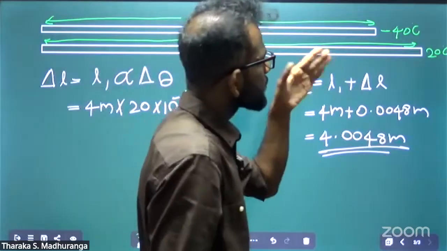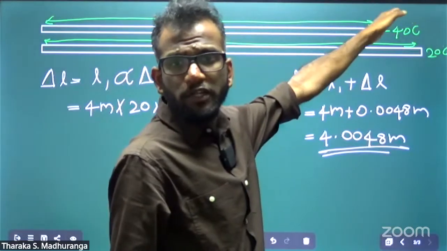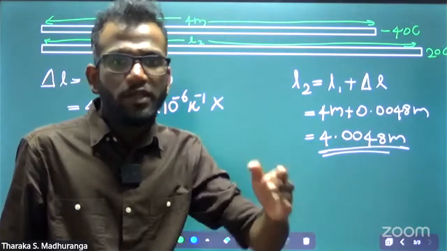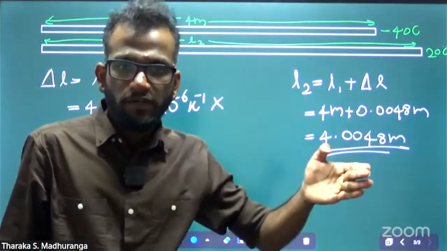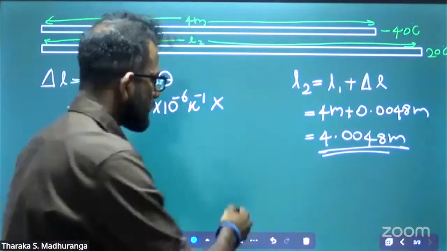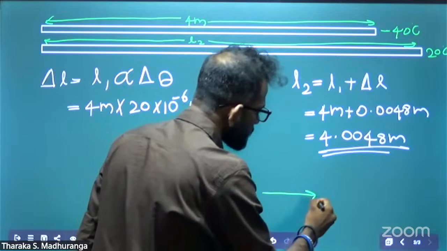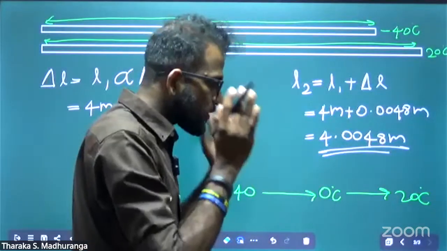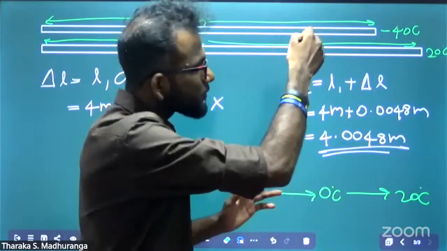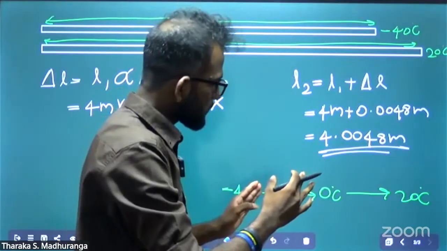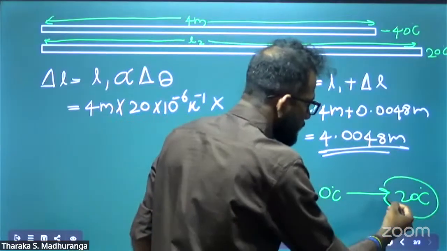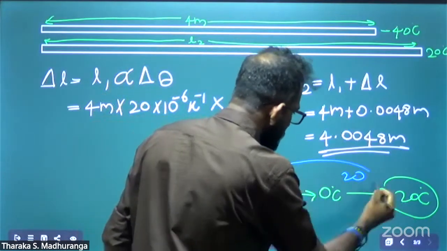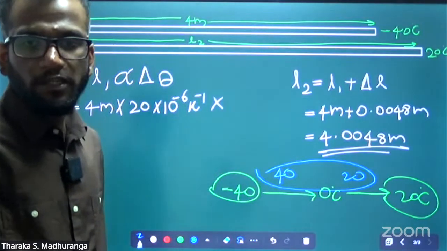Now first, think minus 40 increasing up to 20. First of all, we need to convert it to 0. Then how many degrees? 40 Celsius difference. Then again increase up to 20. First increase up to 0 Celsius, then finally up to 20 Celsius. Then how much is the difference? You have to think in heat, not values. This gap is 40, this gap is 20, altogether 60. The temperature difference is 60.